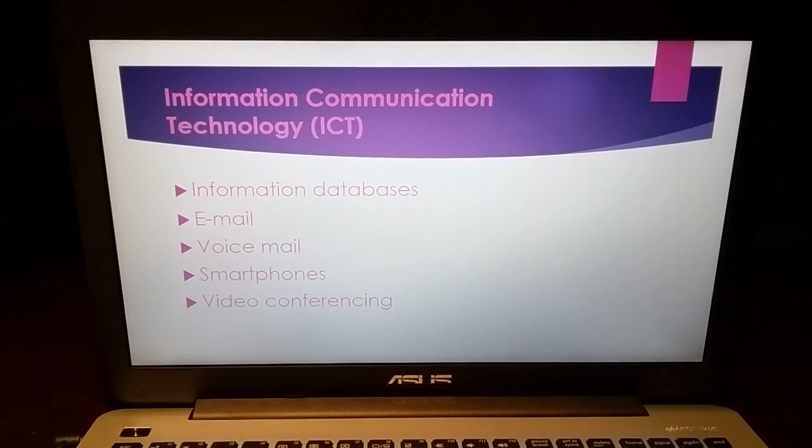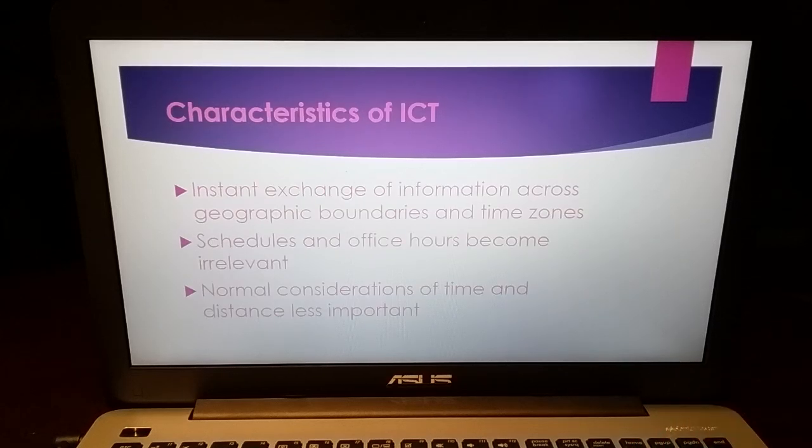Okay, information communication technology, ICT. It's what we use so much of right now: email, databases, voicemail, smartphones, video conferencing. Those are all the things that are changing the way we communicate. So, how do you determine if it's considered ICT? It's instant exchange across geographic boundaries and time zones, so that you can automatically talk to someone in California or Europe or Asia or whatever.